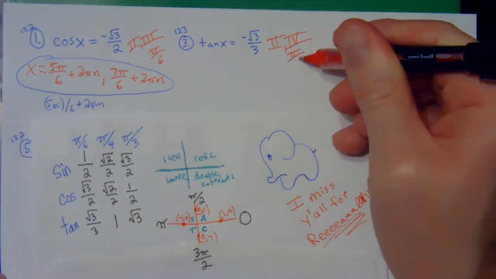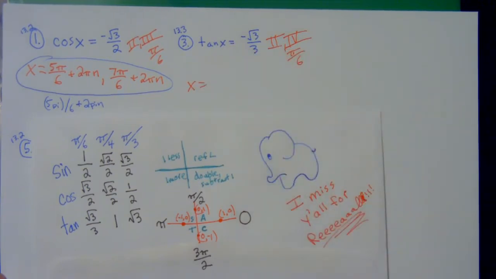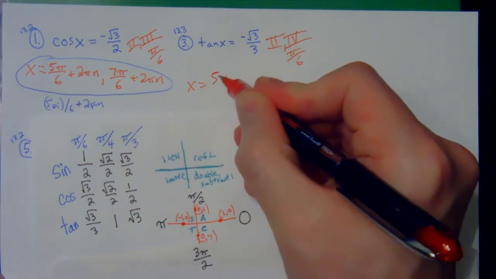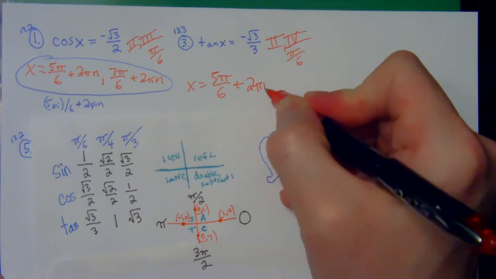So I'll write that down for myself. And then I'm going to get x equals, take whatever that angle is, you put that equals, and then quadrant 2 angle is one number smaller. So I'm going to go 5 pi over 6. But the directions say all solutions, so I'm going to go plus 2 pi n.